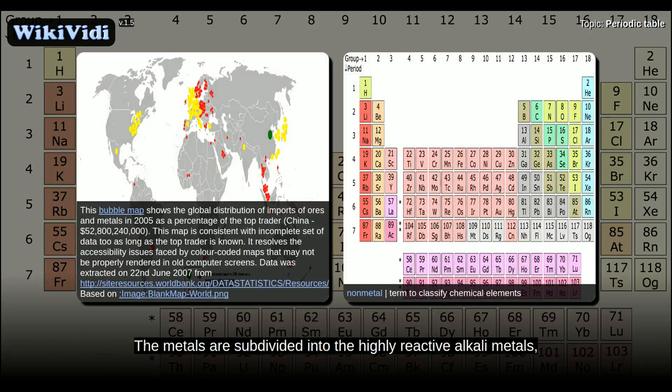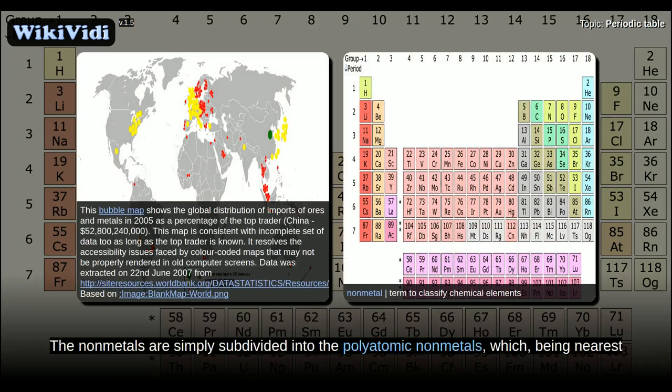The metals are subdivided into the highly reactive alkali metals, through the less reactive alkaline earth metals, lanthanides and actinides, via the archetypal transition metals, and ending in the physically and chemically weak post-transition metals. The nonmetals are simply subdivided into the polyatomic nonmetals, which, being nearest to the metalloids, show some incipient metallic character, the diatomic nonmetals, which are essentially non-metallic, and the monatomic noble gases, which are non-metallic and almost completely inert.